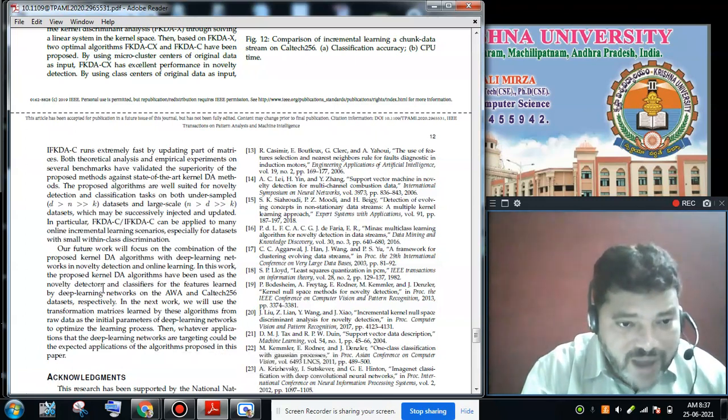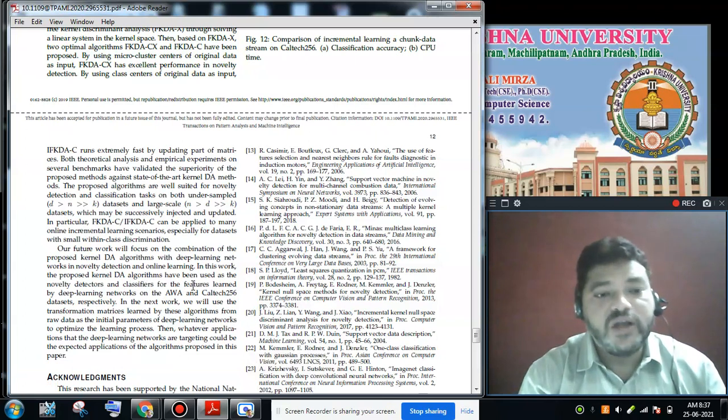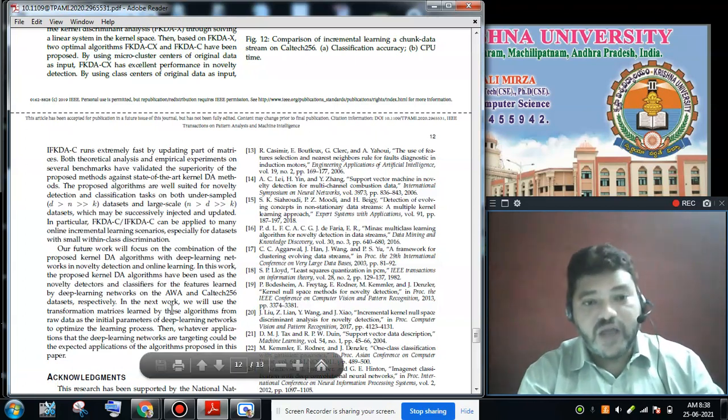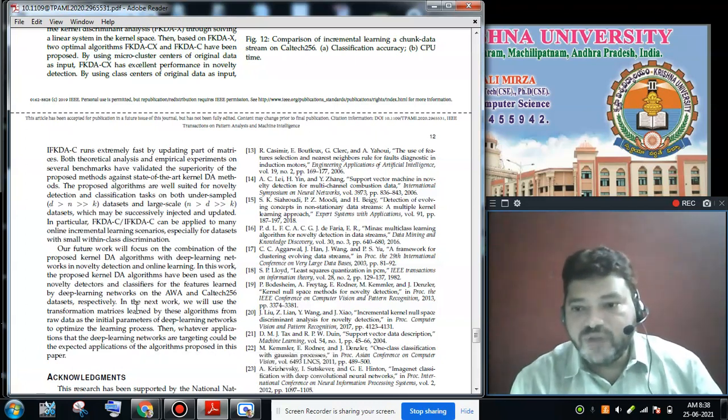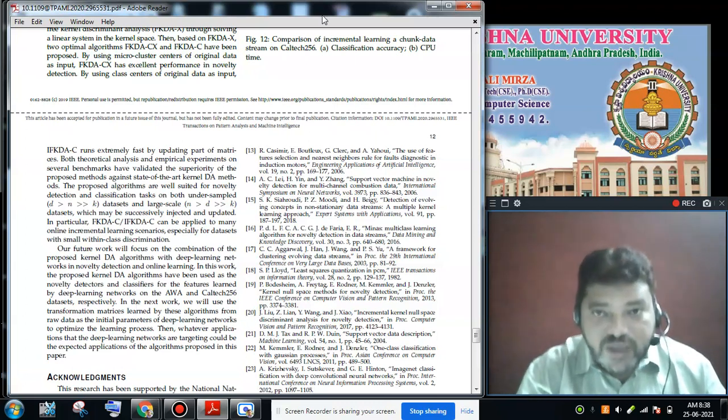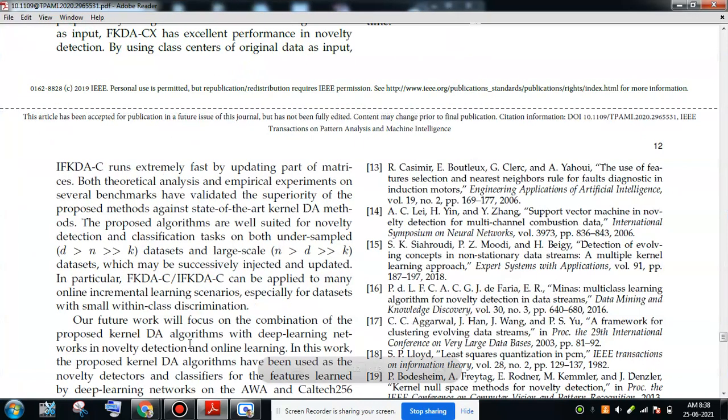So in the novelty detection and classification for the features learned by deep learning networks on AWA and CATEC 25 data sets respectively. They want to go for the novelty detection of the data sets for these particular data sets. So what are those two? AWA and CATEC. So they want to apply their novelty detection algorithms FKDAX, FKDACX, and FKDAC with incremental version on the deep learning network with these data sets.